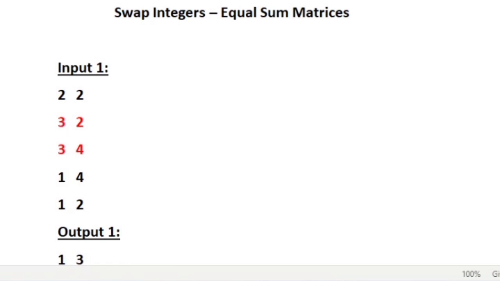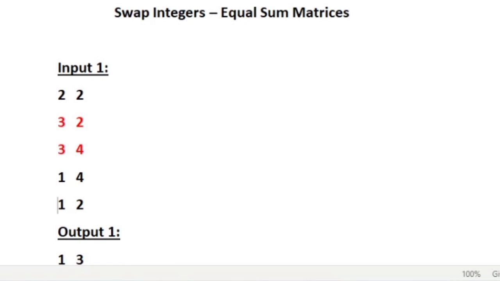If the integers 3 and 1 are swapped, then the sum of all the integers in the first matrix would be 1 plus 2 plus 3 plus 4, which is 10. So after swapping the integers 3 and 1, the sum of all the integers in the first matrix would be 10. The sum of all the integers in the second matrix would be 3 plus 4 plus 1 plus 2. So it would be 10 because this 3 would come to this position.